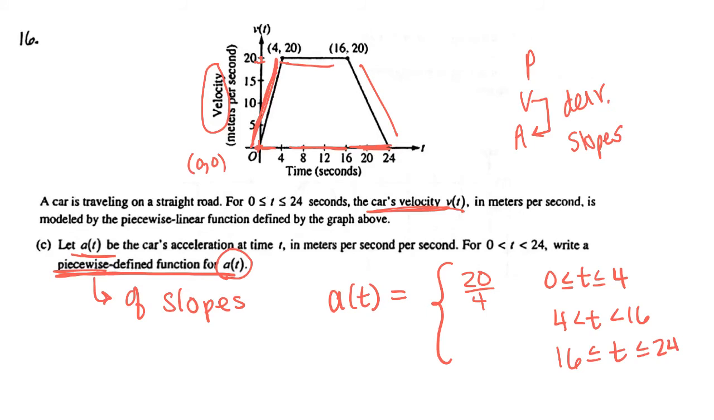Well, from 4 to 16, we're constant. We are horizontal, and that's going to have a slope of 0. And then 16 to 24, here we already have that slope. We found that earlier. That slope, I believe, was going to be negative 20 over 8. That's from the previous problem. It's the same exact value. And that happens quite a bit in your free response. So now we have our piecewise defined function. And let's see, that's all they asked for it.